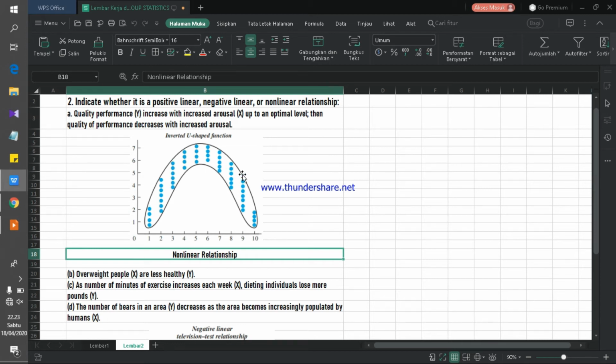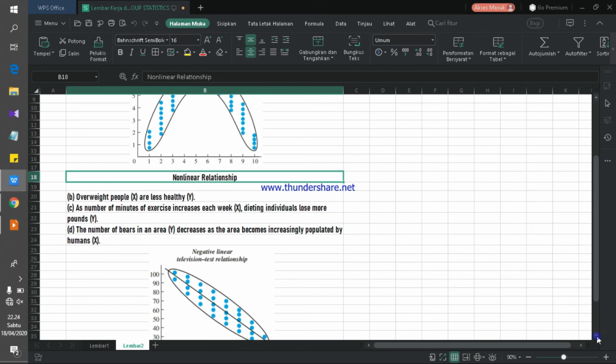And also, the other name of nonlinear relationship is curvilinear relationship. That's why, because the data cannot be summarized by only one straight line. Because the first statement said that Y and X both are increasing, but then after reaching the optimal level, the Y value is decreasing, meanwhile the X value is constantly increasing. It's different, so we cannot summarize the data. Okay, good.